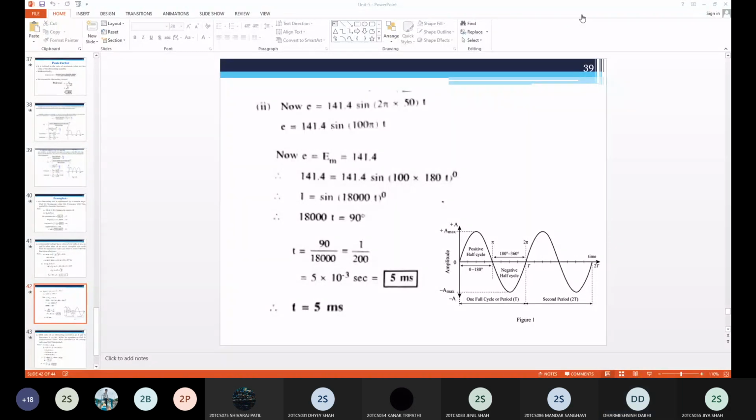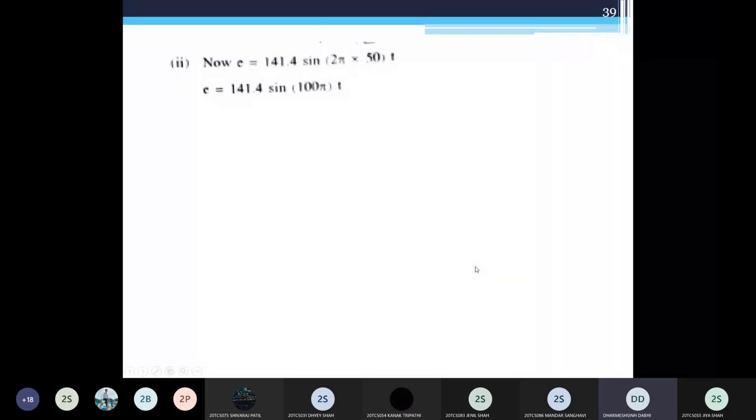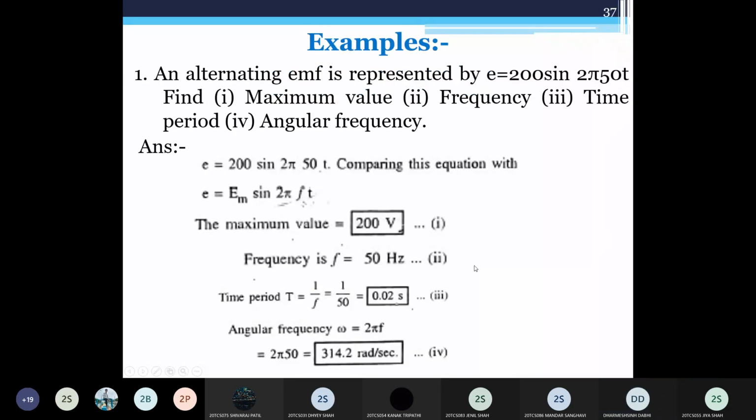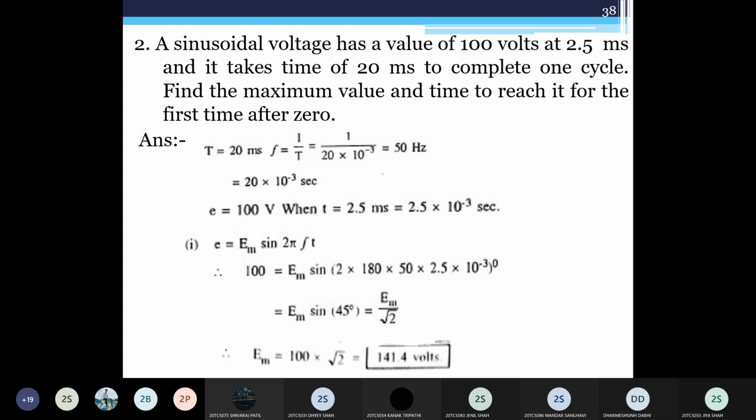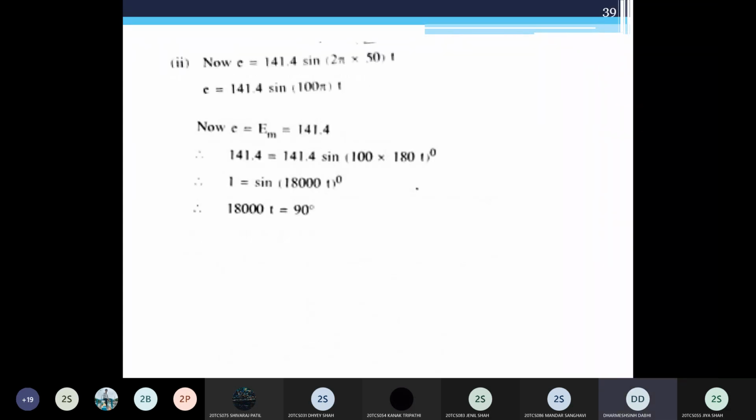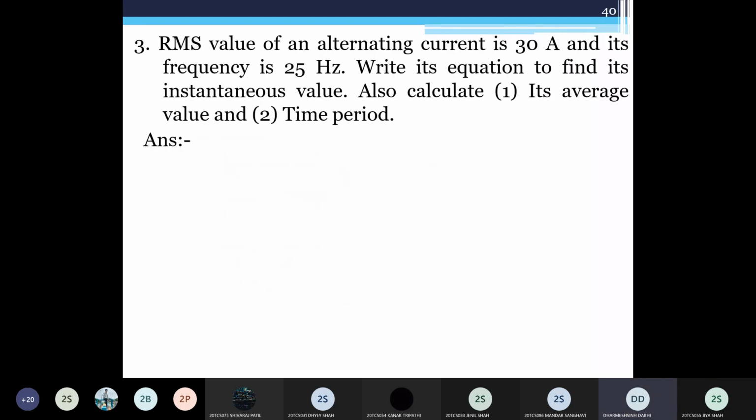Yes, sir. Okay. So last lecture we completed two examples related to the sinusoidal quantities. So let's start the third example. Okay, write down this example.